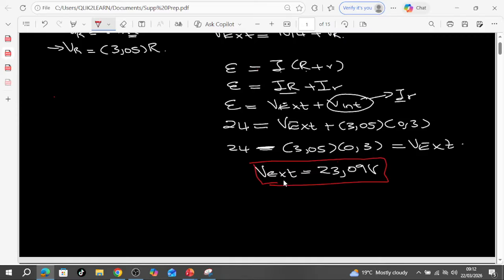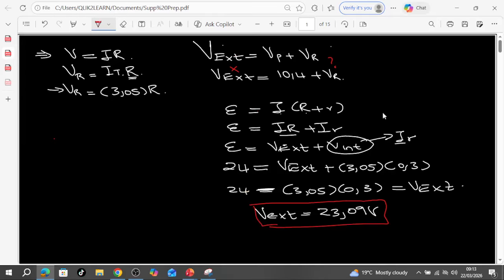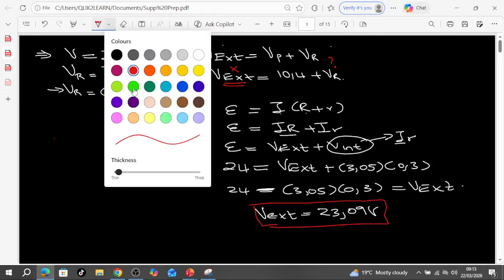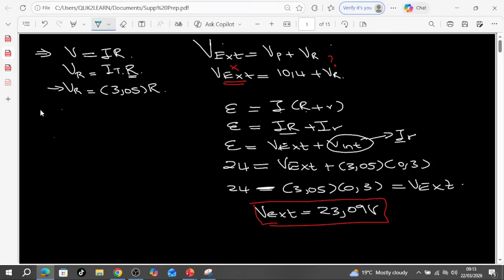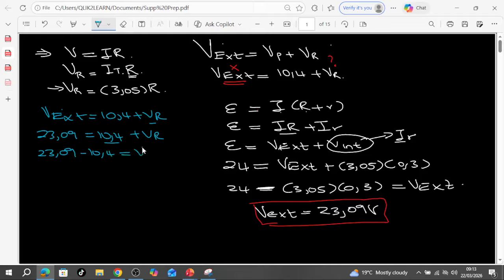So I think we are almost there, because if I look at this, we have the V external so far, and then we can go back to the equation to substitute the V external that we just calculated. So now my V external, we said it's equal to 10.4 plus VR. We need the voltage of R. Then we have the V external as 23.09. This is 10.4 plus the VR. So the 10.4 goes to the other side: 23.09 minus that 10.4 is equal to VR.